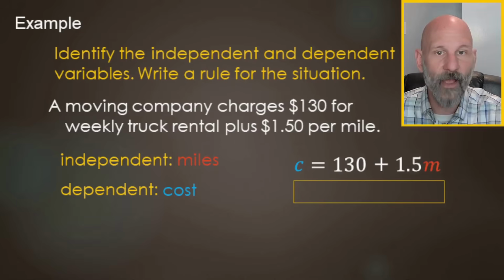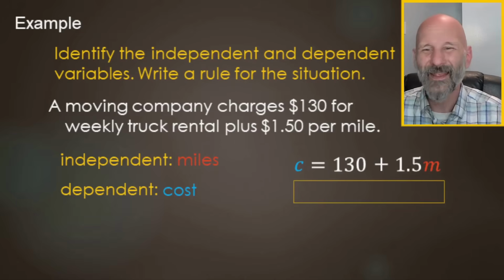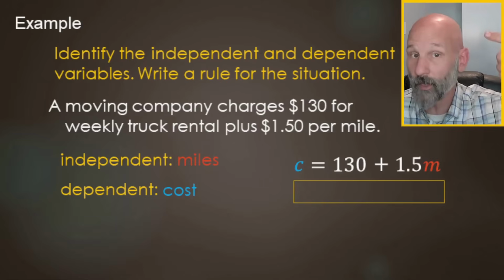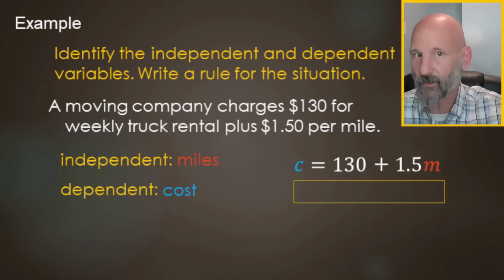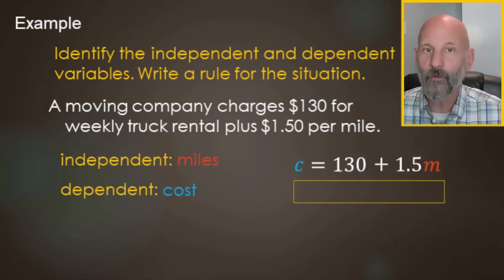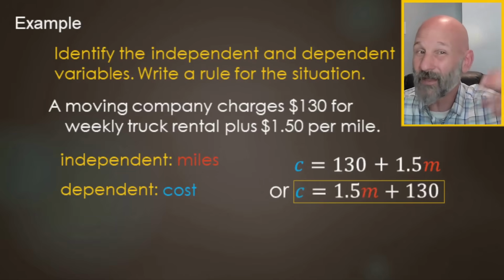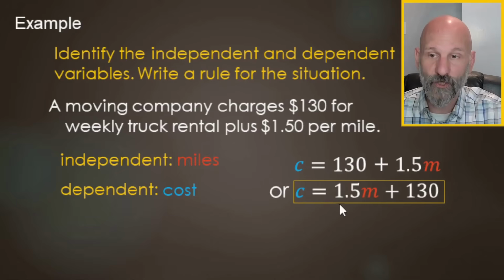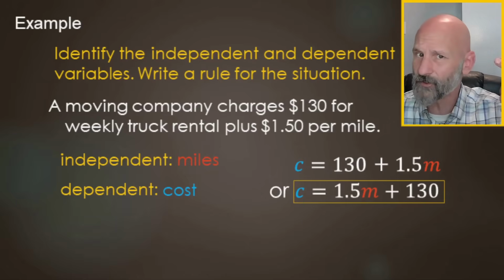It goes that fast. Now, here's the trick: this isn't written in the most mathematically correct form. This is totally correct, and this is the way our brain actually understands it best. But we do like that slope-intercept form. So if we have multiple terms, we normally want our terms with the variables on the left. So it would be more correct to say C equals 1.5M plus 130, but this still makes sense with our story.